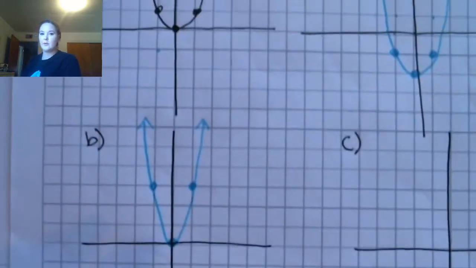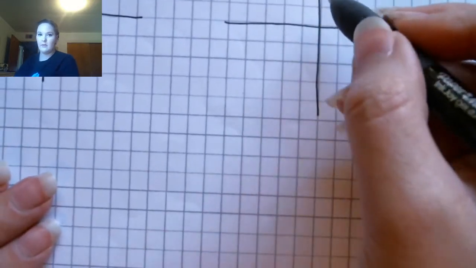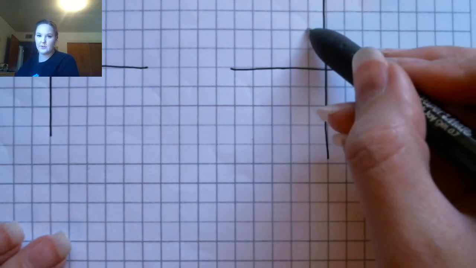Okay, so I'm going to start with my key point here. Okay, so it's at 1, 1. Okay, I'm going to multiply the y coordinate by 2. So 1 times 2 is 2.